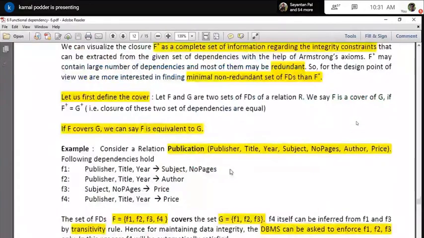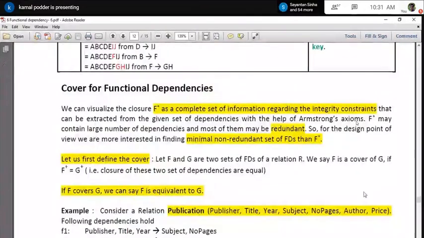Now there is another concept called the cover of the functional dependency. We can visualize the closure F plus as a complete set of information regarding the integrity constraint. We have already discussed that. That can be extracted from a given set of dependencies. So F plus we can find out from a set of dependencies.